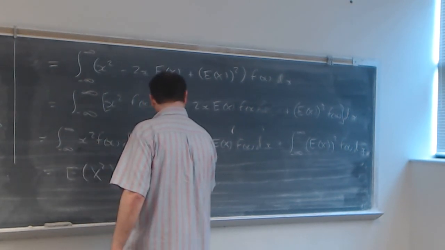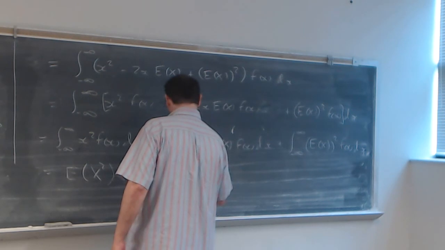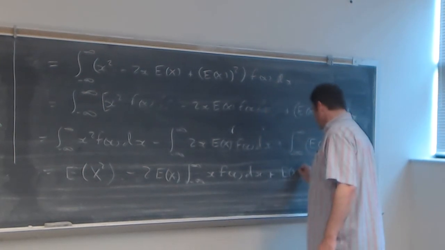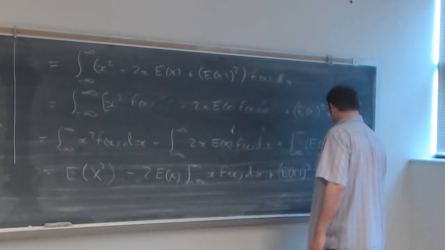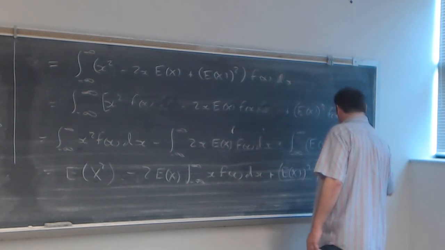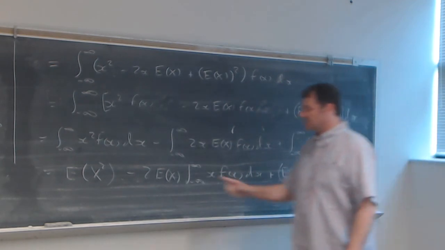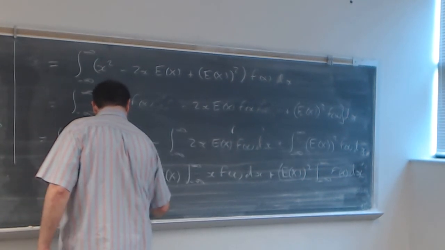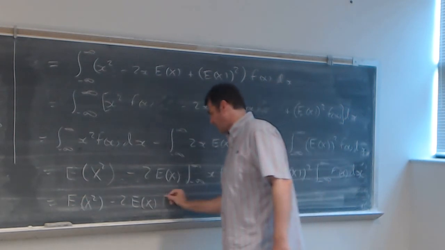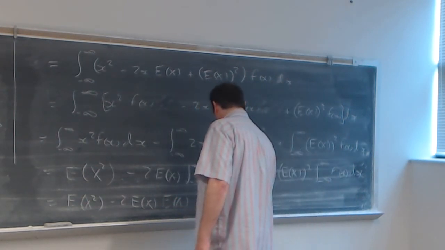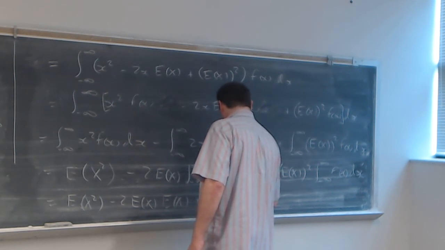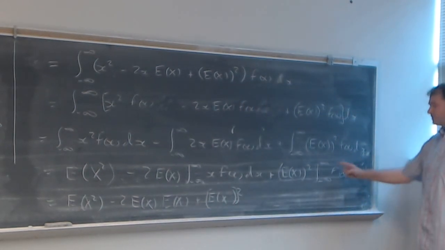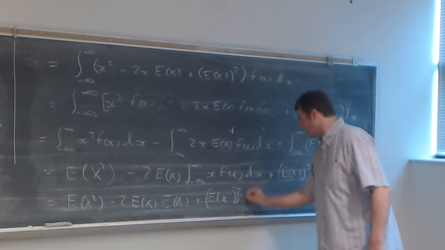Minus, I could take out the 2 times the expected value of X because those are constants, times the integral from minus infinity to infinity of X f of X dx. And here, I'll take out the constant, the expected value of X, squared. I'm just left with the integral from minus infinity to infinity of f of X dx. This is still the expected value of X squared, minus 2 times the expected value of X. Now, this integral is nothing more than the expected value of X. And then plus the expected value of X, squared, times the integral from minus infinity to infinity of f of X dx, by property of the PDF. That's equal to 1, so it's times 1.